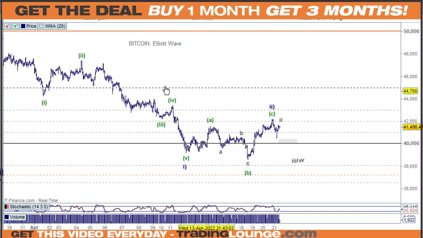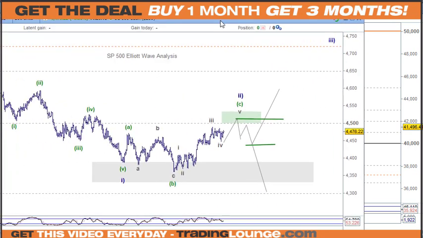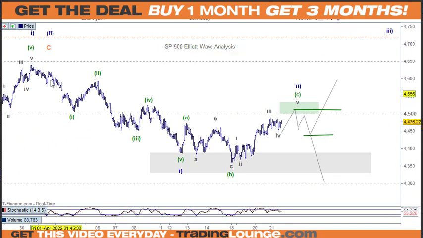So we can look at the S&P 500 here, for example, and count this down as 1, 2, 3, 4, 5 here, and looking at it as an A wave, an A, B, C for the B wave, and looking for one more move up here. So in the indices, we're looking for a little move up into here. Now, the S&P 500 and the DAX and all the rest of them are doing pretty much the same thing in one way or another.